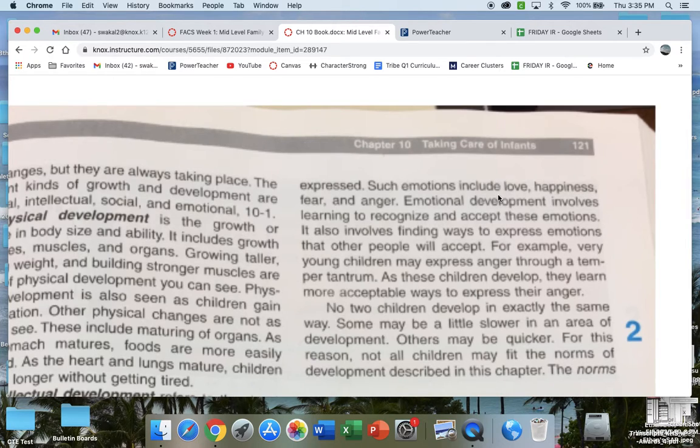For example, very young children may express anger through a temper tantrum. As these children develop, they learn more acceptable ways to express their anger.